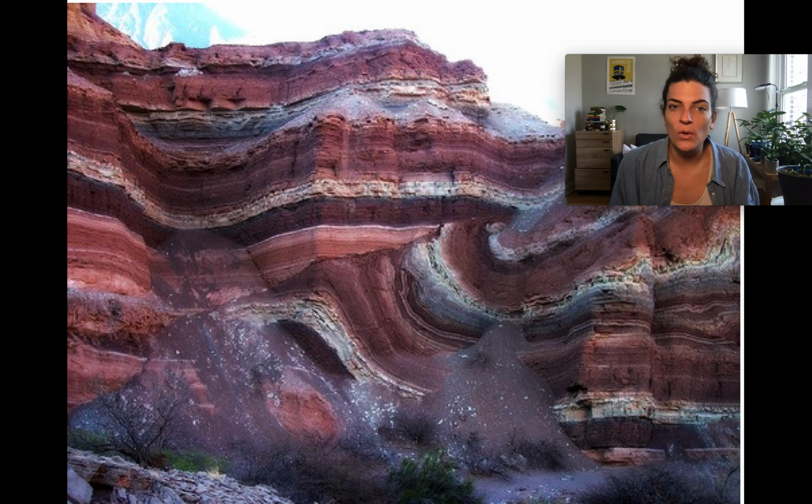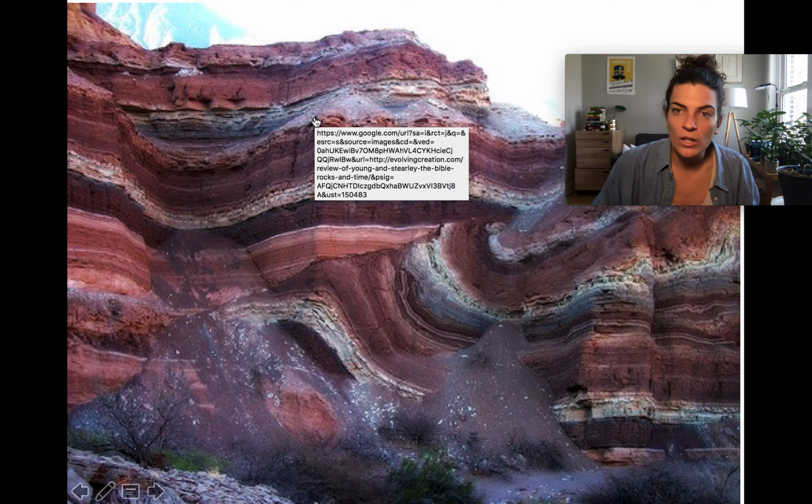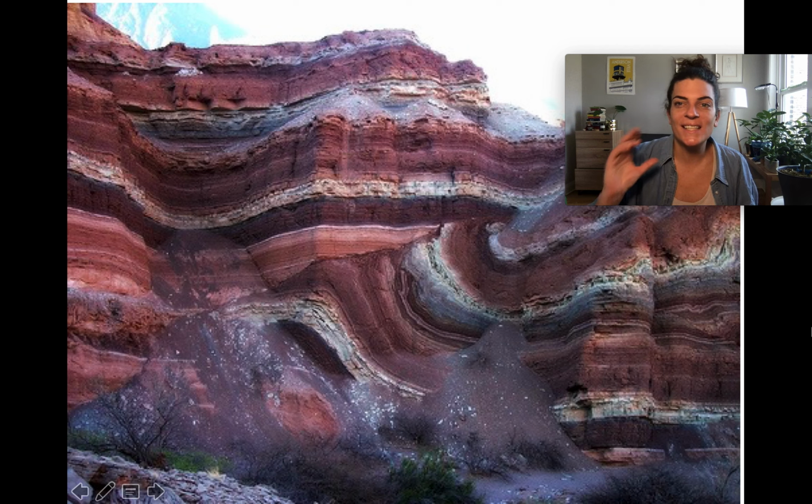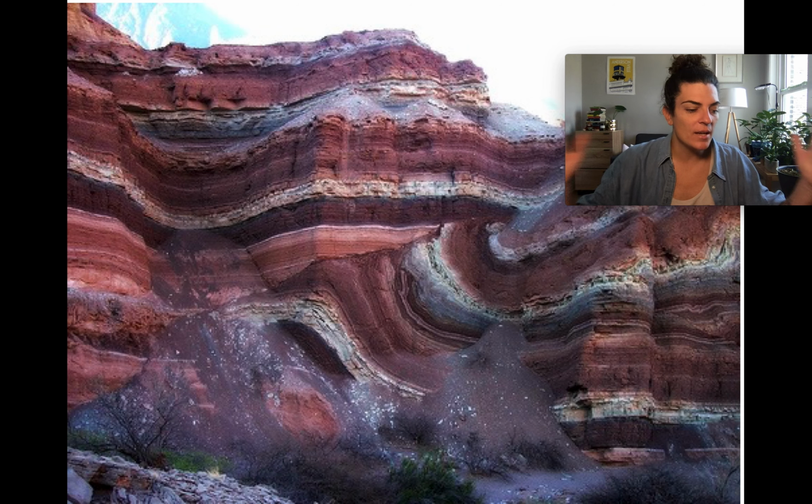Okay, here's an example of another rock where we can observe long timescale sedimentation. It's difficult for our brains to grasp the scale because we live for 80 years. We don't live for 4 billion years. So it's difficult for us to understand how this rock could have formed over such a long timescale.